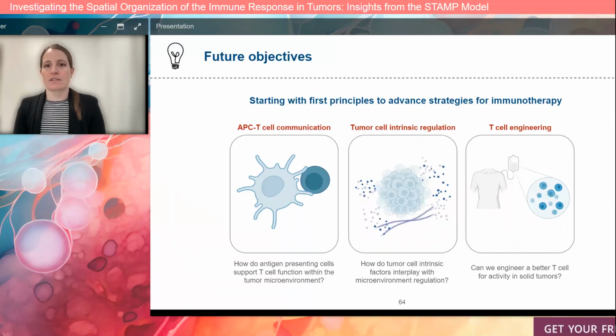And so our goals are to start with first principles to advance strategies for immunotherapy. So looking at antigen-presenting cell T-cell communication to understand how antigen-presenting cells like dendritic cells support T-cell function within the tumor microenvironment, to understand these different layers of tumor cell intrinsic regulation that interface with the microenvironment regulation. How do those factors relate to each other to promote tumor rejection? And last, how can we take our understanding about the tumor microenvironment to engineer a better T cell for activity in solid tumors?